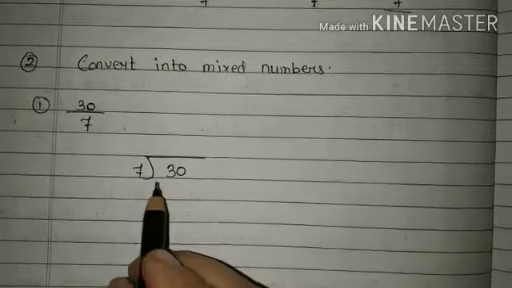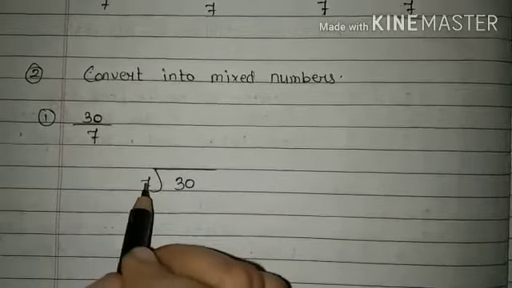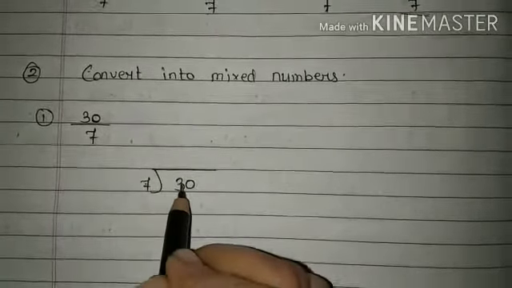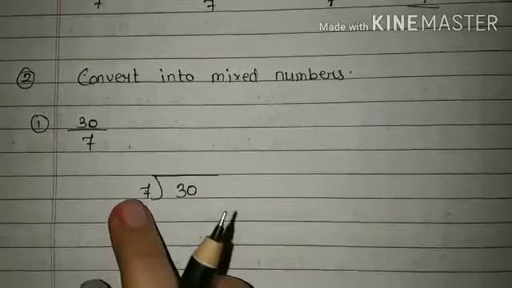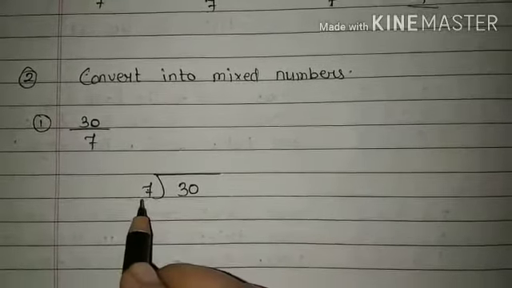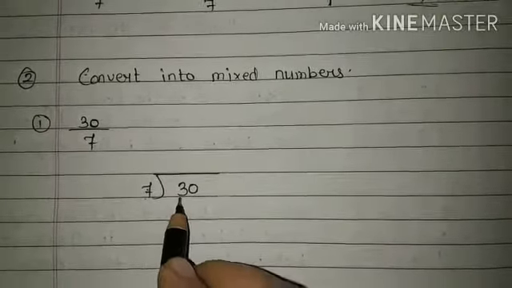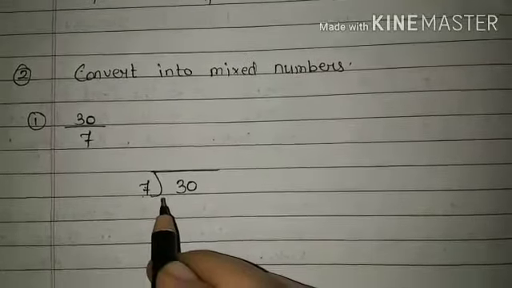Now see how to solve. 7, that is the divisor, we will write outside. Then 30. So 30 will be divided by 7. So we need to take the table number that comes till 30 or less than 30.